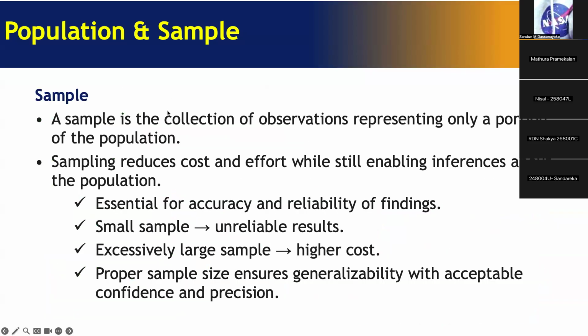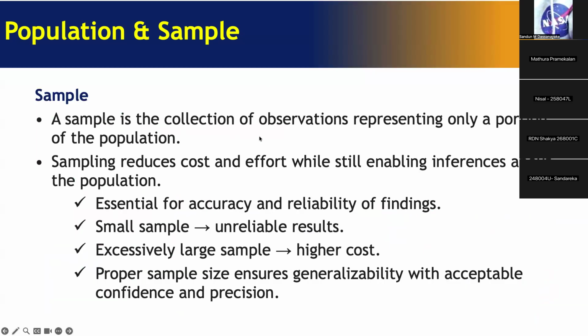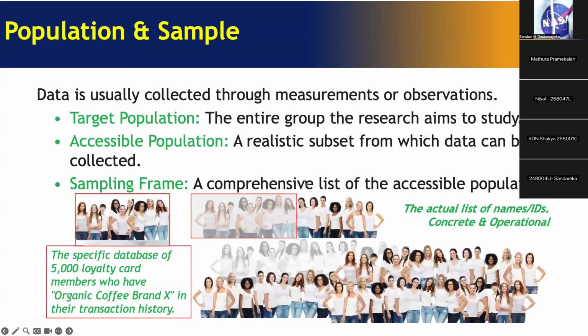A sample is a collection of observations representing only a portion of the population. So we end up getting 5,000 loyalty card members who have organic coffee brand X in their transaction history, but we don't go and sample everybody. We don't go to everybody. We only have to select a portion of the population. That is where we come to probability sampling. Sampling reduces the cost and effort, because if you go to all these 5,000 loyalty card members, it would be very expensive, right?